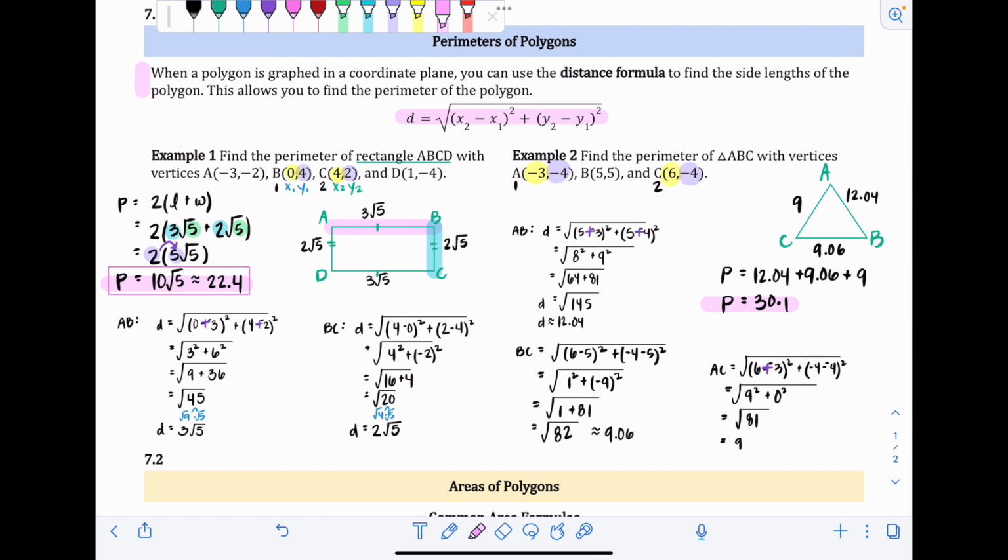Okay, so between both examples for 7.1, if you need to find the perimeter, that means that you need to find the side length of all of the sides of the figure and add them together. For the perimeter of a rectangle, there is a formula. You don't have to use it no matter what. If you are finding the perimeter of an object, you can always just add all of the sides together.